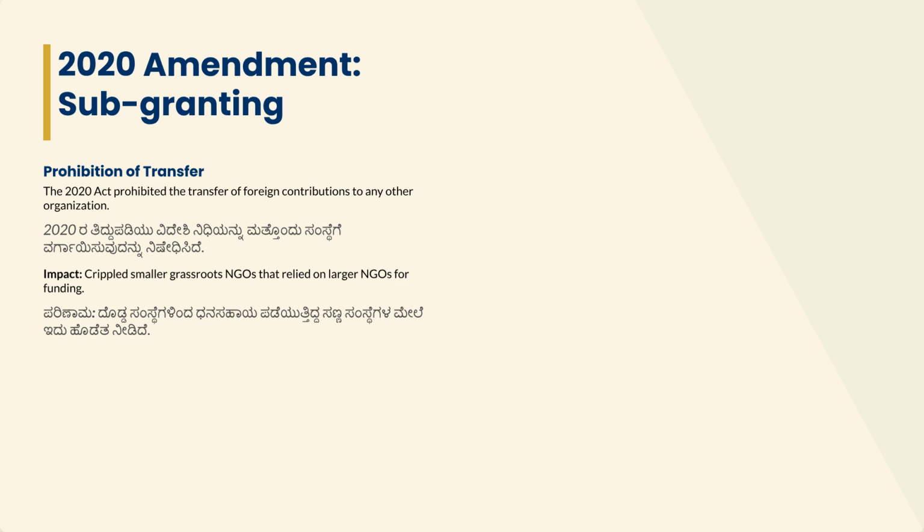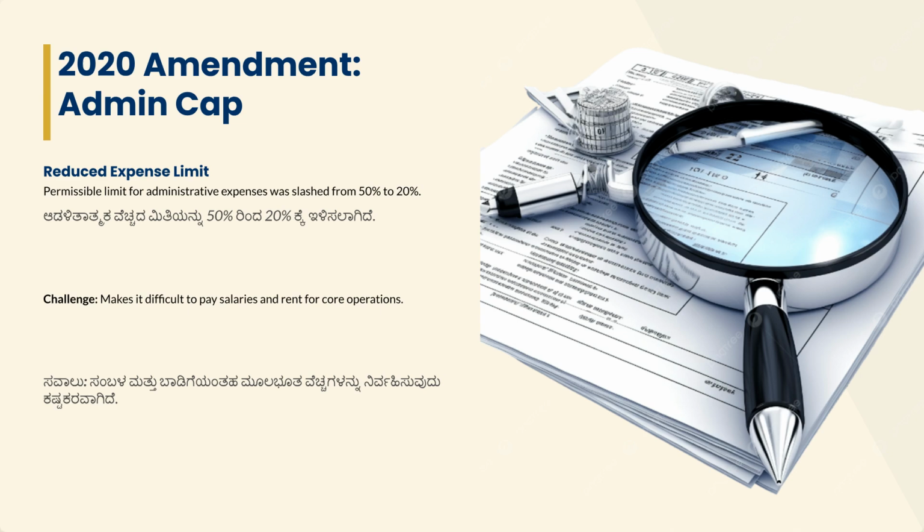The 2020 amendment introduced key changes. One significant aspect was the prohibition of transferring foreign contributions to any other organization. This impacted smaller grassroots NGOs that relied on larger organizations for funding. Another key change was the admin cap. The permissible limit for administrative expenses was drastically reduced from 50% to 20%. This poses a challenge for NGOs in managing core operations, like paying salaries and rent.